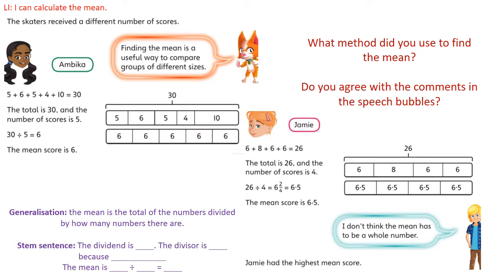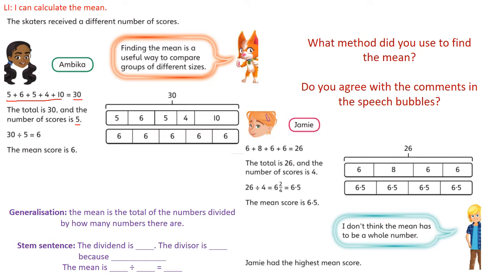So let's have a look at Ambika again. We added together all her scores and it came to 30. We can draw a bar for that just to show that all the different scores add up to 30. So the dividend is 30, the divisor is 5. Can you remember why the divisor was 5? It's because there were 5 judges. So the mean is 30 divided by 5, which equals 6.